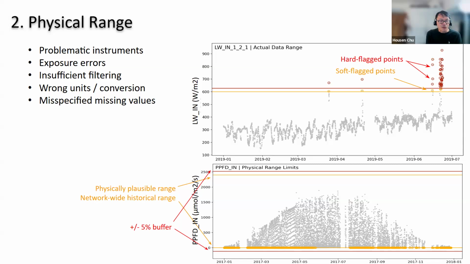This is what the physical limit is for each of the variables. This check is applied to pretty much all the variables coming into our pipeline. You can use this to spot a potential instrumentation issue or just a processing issue, in some cases just a wrong unit or conversion issue, or maybe using a wrong missing value in your data set. And this is a figure of how it looks.